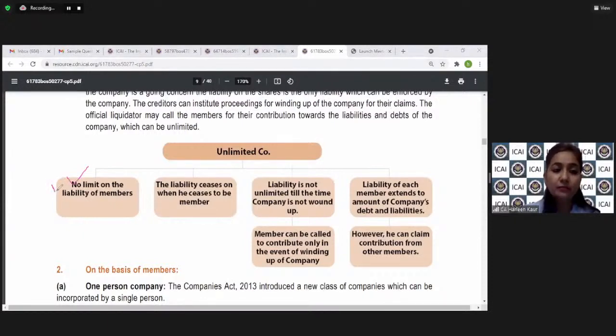Number one, अगर company की liability 1 lakh है, तो 1 lakh has to be paid. You cannot say that it is guaranteed only up to this. Then it becomes a company limited by guarantee. So when it is an unlimited company, then you have to pay off all the liability.